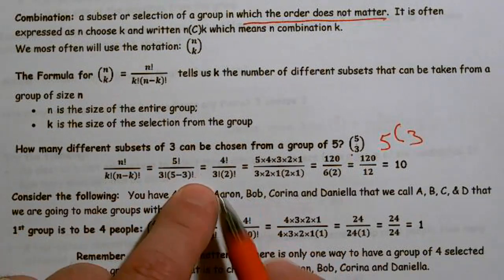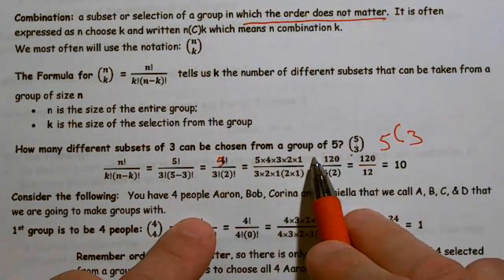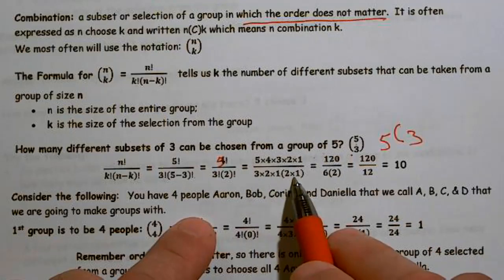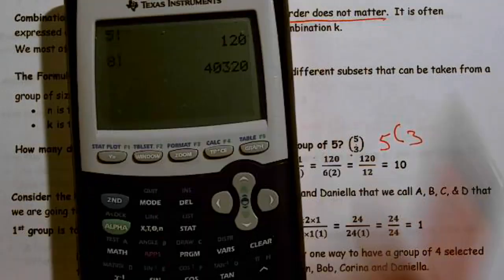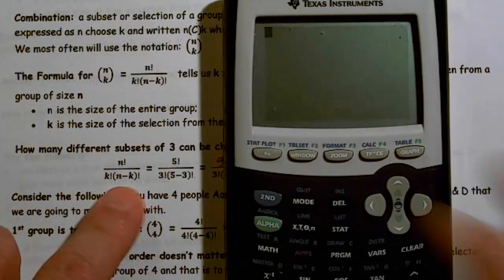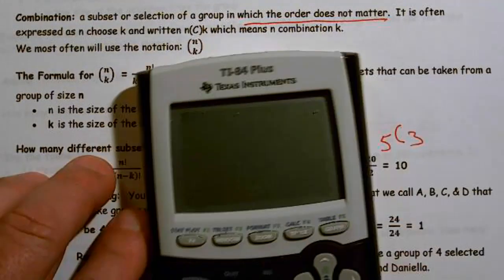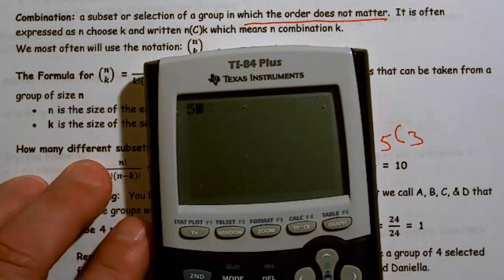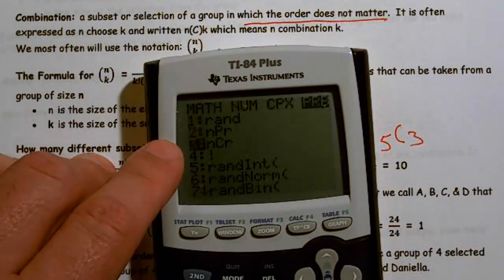So this should have had a 5 here. This would be 5 times 4 times 3 times 2 times 1, over 3 times 2 times 1 times, in parentheses, 2 times 1. However, we can make this a lot easier on the calculator. So let's take a look at the calculator so I can get it into the right proper lighting. We wanted 5 choose 3. So I need to press the 5 first. So 5. And then I'm going to go math, arrow over to probability, drop down to number 3.